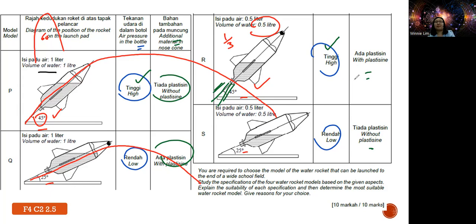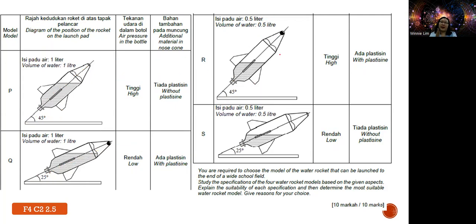Okay, and lastly, it's supposed to have some plasticine on the nose part here. Why should you add some plasticine? Because you want it to move forward in a straight direction, or else it's too light and it will shake or wobble. It's just like how you can add some fins so that it can move straight and forward. So obviously we choose R.